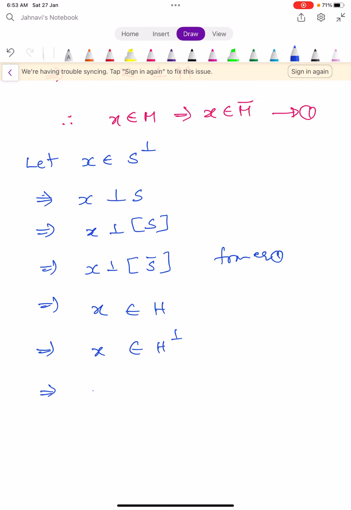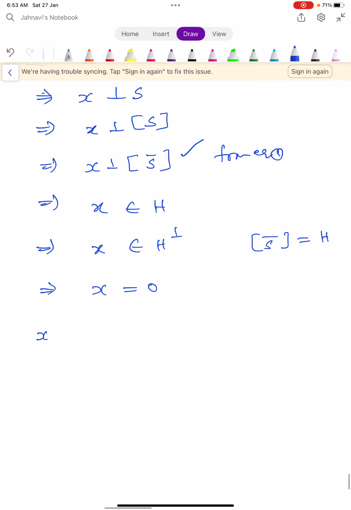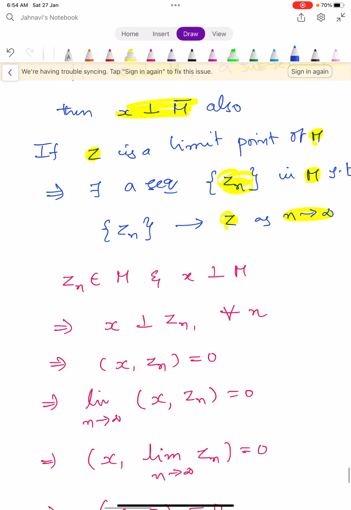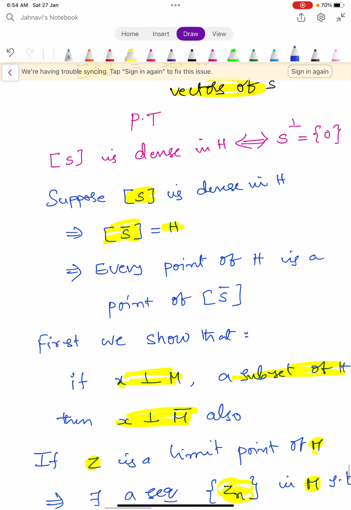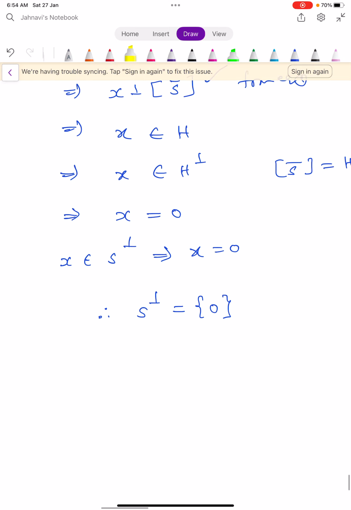If x belongs to H perpendicular, then this x is equal to 0 because box S bar is equal to H. So we showed that x belongs to S perpendicular implies x is equal to 0. Therefore, S perpendicular consists of only the 0 element. So we assume that box S is dense in H, and we prove that S perpendicular is equal to {0}.